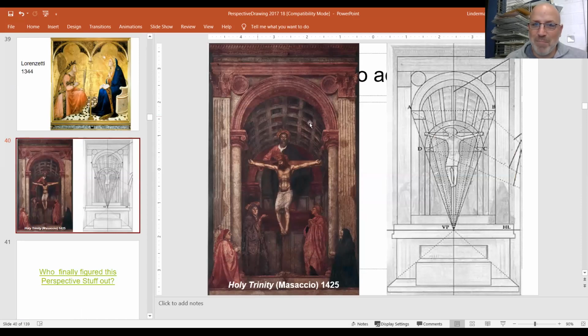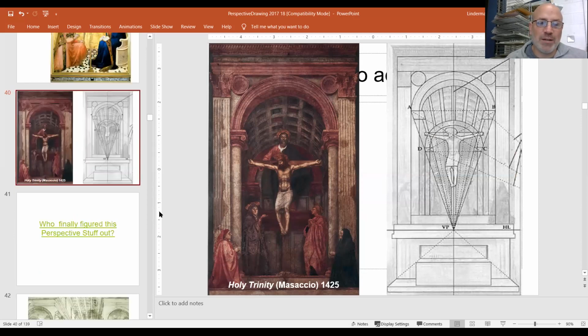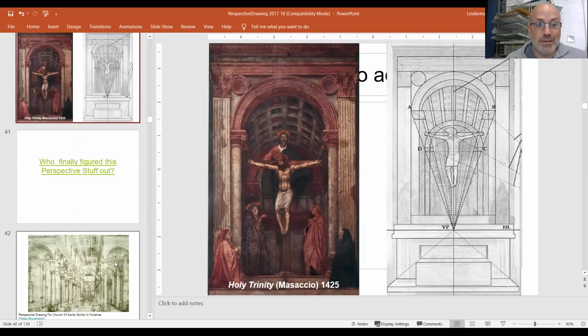He's making this what's called a barrel vaulted ceiling, and all of these lines, as you can see in the diagram here, go down to a vanishing point. But there's one guy who really gets credit because he wrote out the rules and said, here's how this is done. And the guy that really figured this out is a guy named Brunelleschi.